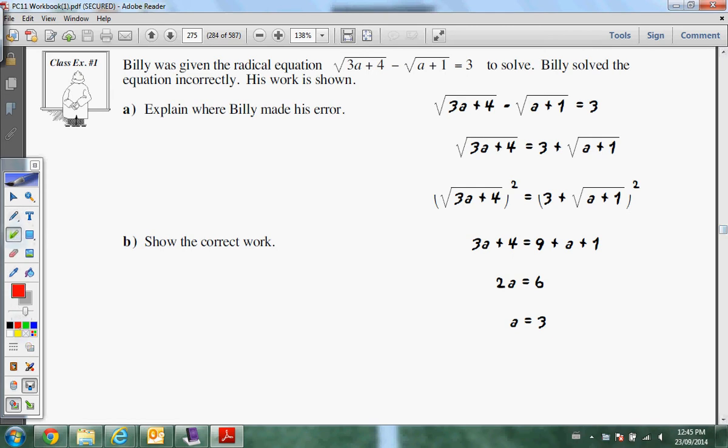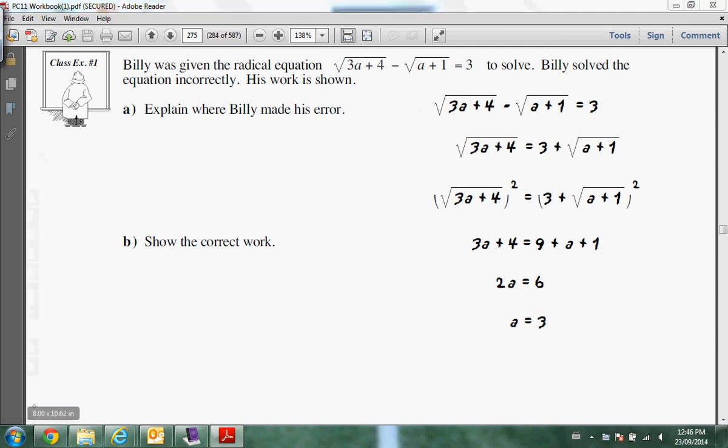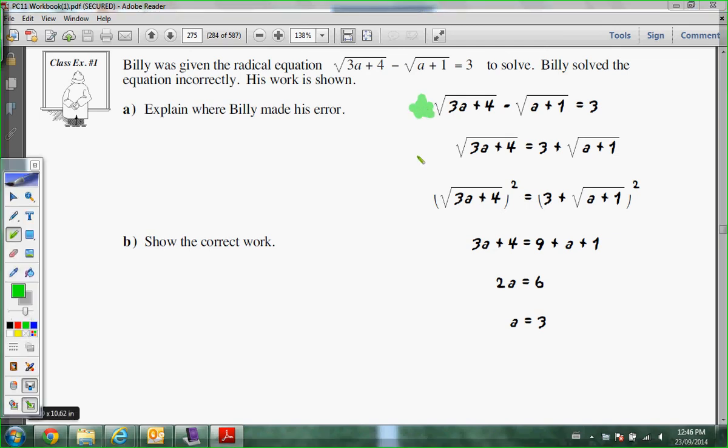So 3a plus 4 minus a plus 1, he just rewrote the problem. That's fine. Okay, what about here? What did he do here? He added this over, so is that okay? Okay. Then he squared both sides. Is that okay? We're good here.